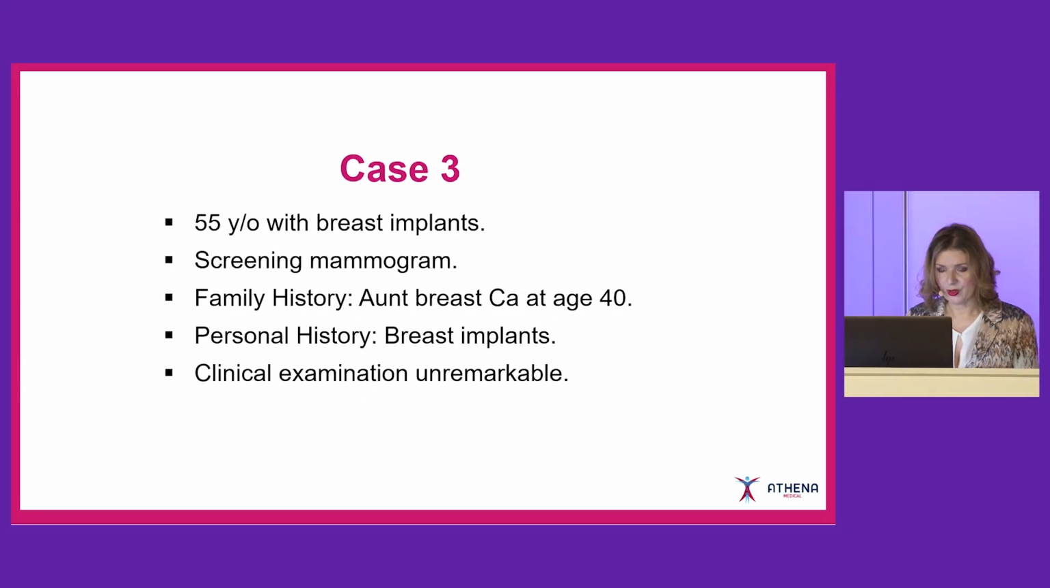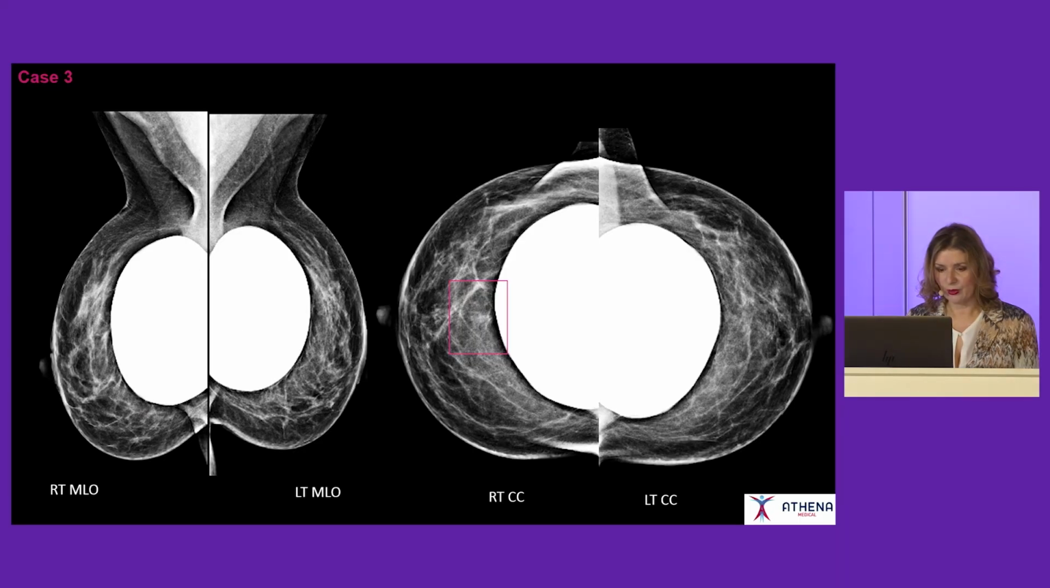This is the third patient, 55-year-old with breast implants, a screening mammogram. She had her mother with breast cancer at age 40. No genetic testing was done. Greek women get a little bit emotional, and they're just afraid to have genetic testing. Although we inform them about the necessity, some of them deny, they do not want to find out.